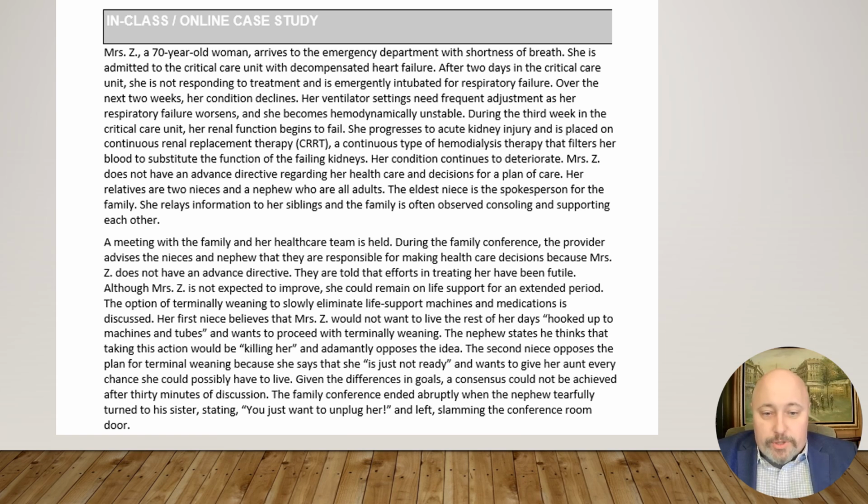Her first niece believes that Mrs. Z would not want to live the rest of her days hooked up to the machines and tubes, and wants to proceed with terminally weaning. The nephew states that he thinks that taking this action would be killing her, and adamantly opposes the idea. The second niece opposes the plan for terminally weaning because she says that she is just not ready and wants to give her aunt every chance she could possibly have to live.